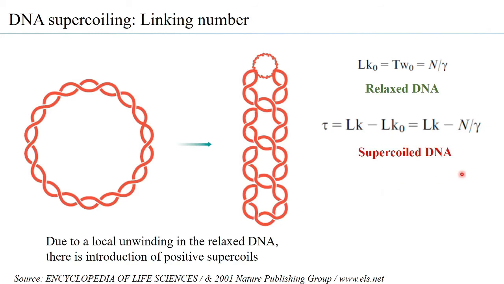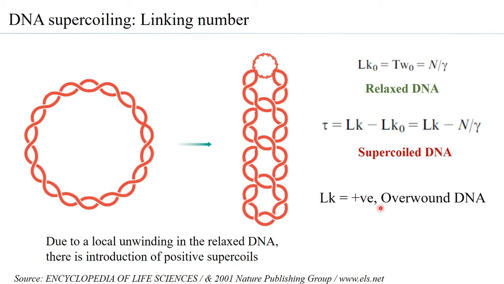A supercoiled DNA is when there is a difference in the linking number. The difference in the linking number is represented as tau, or in many books it is also referred to as delta Lk. So the change in linking number is the new linking number minus the linking number when it was relaxed. And therefore that is equivalent to the linking number minus the total number of base pairs divided by the number of base pairs per turn.